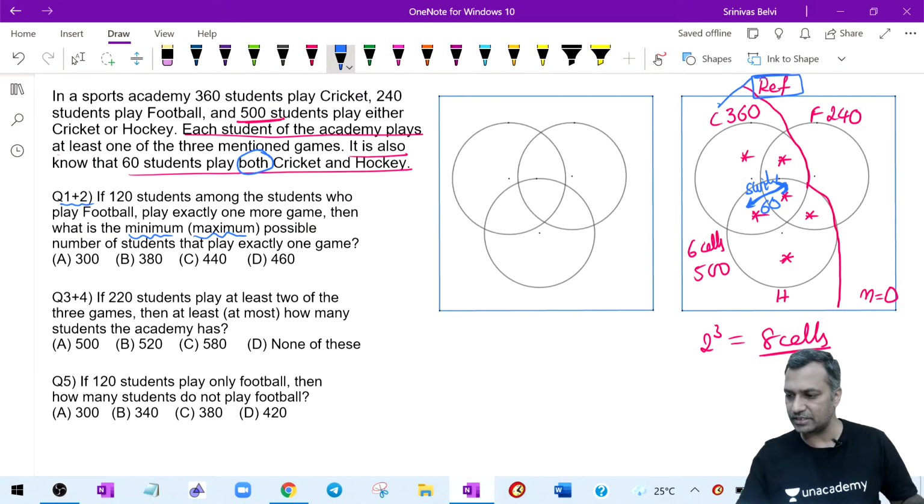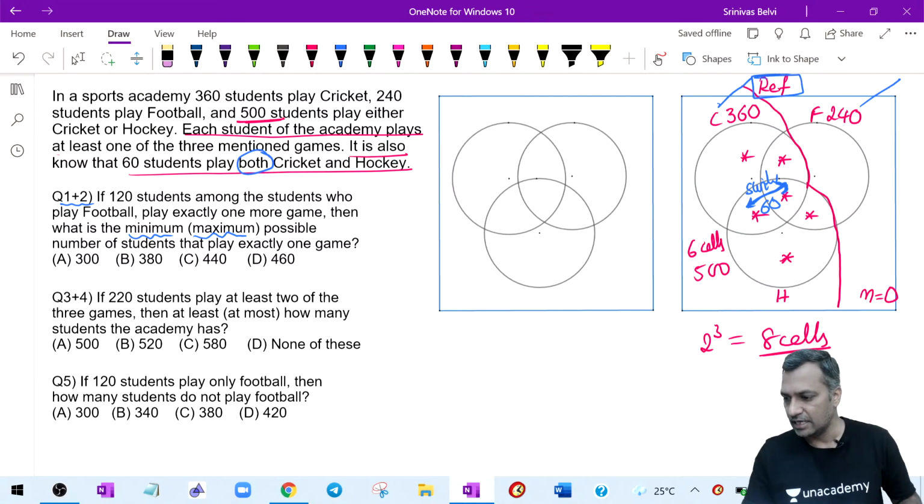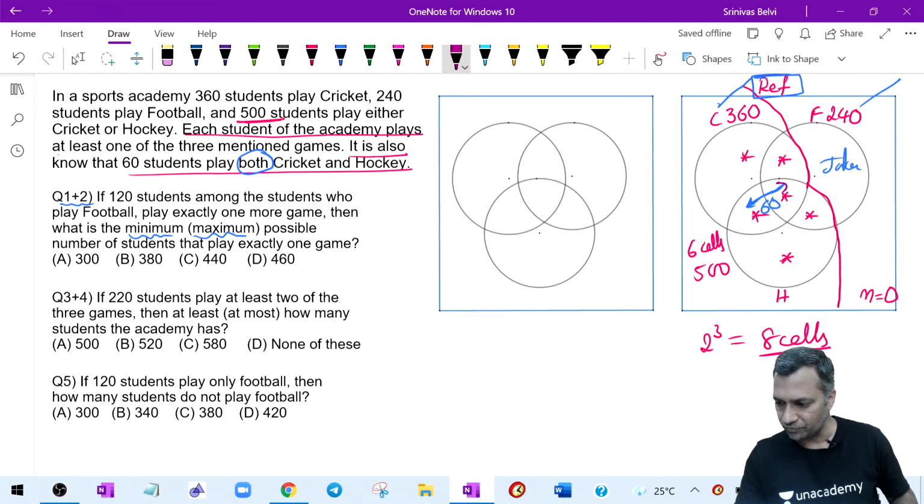Here is some 360. This is 240. 6 cells is 500. I don't have to write it, but at least I know that 6 cells is 500. This guy is the only joker. So everything is because of this. And where is the support? This is my support, and I am going to use this support.